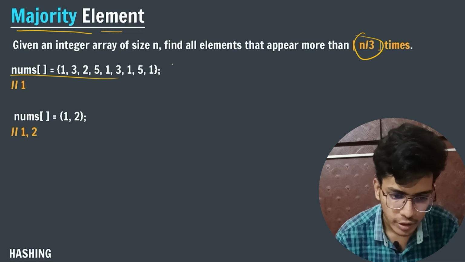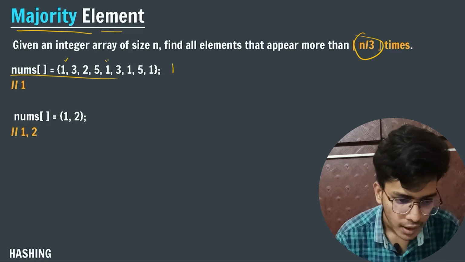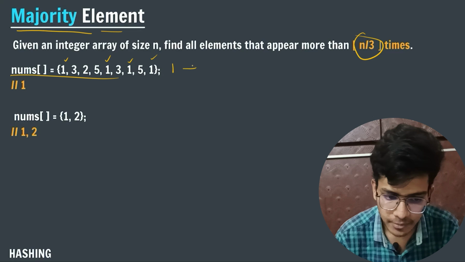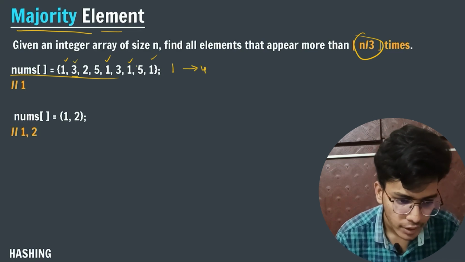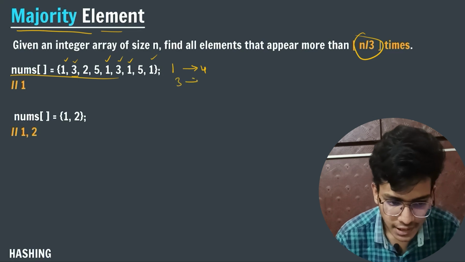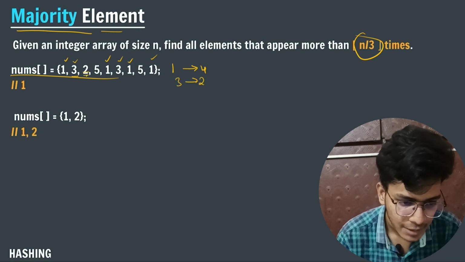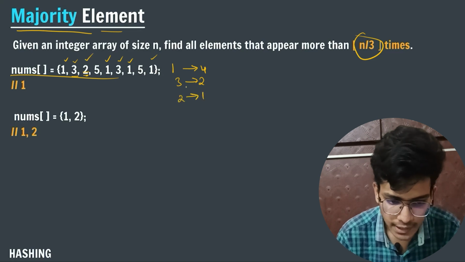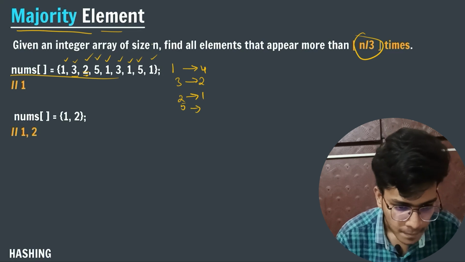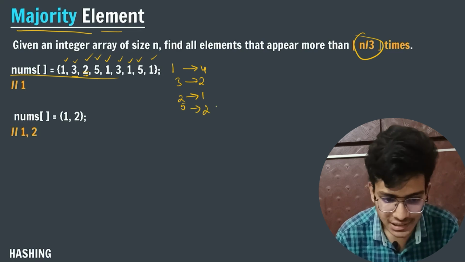For example, here you can see that 1 has occurred 1, 2, 3, 4 times. So 1 has occurred 4 times. The element 3 has occurred 1, 2, so 3 has occurred 2 times. The element 2 has occurred only 1 time. After that, the element 5 has occurred 1, 2, so 5 has occurred 2 times.